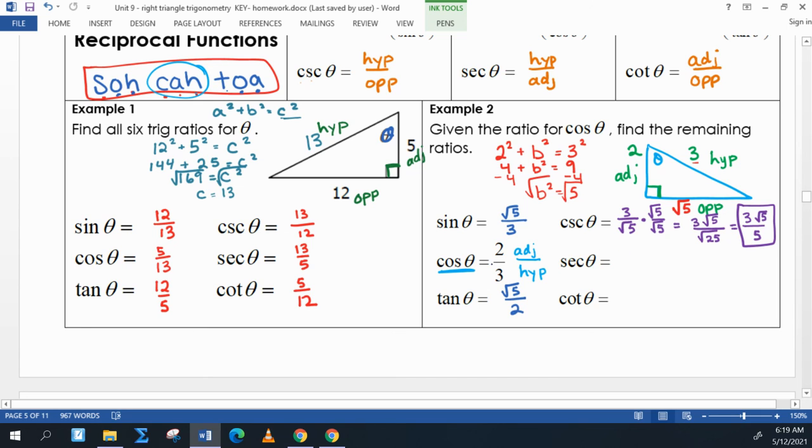Secant, when we flip the cosine, there's no radical on the bottom, so we just leave that. That's it. Cotangent, we're going to have to do the same thing, because when we flip this, 2 goes to the top, square root of 5 in the denominator. But again, just multiply by the square root of 5 over square root of 5. Not too tricky. So I've got 2 square roots of 5, all divided by square root of 25, which is just 5.